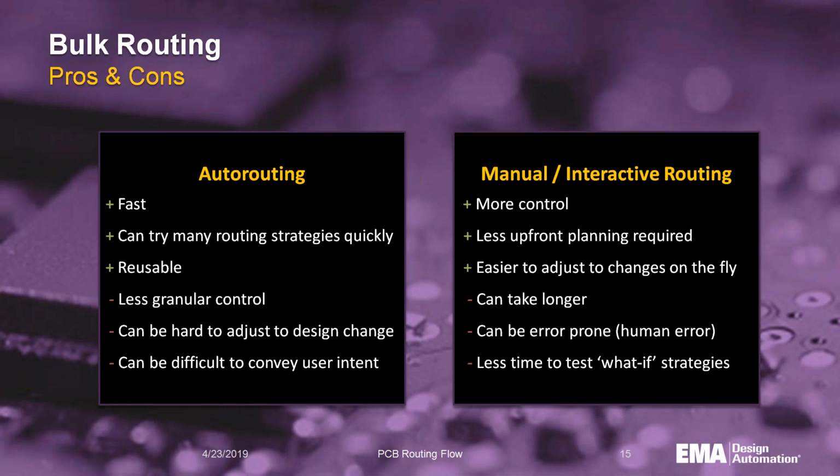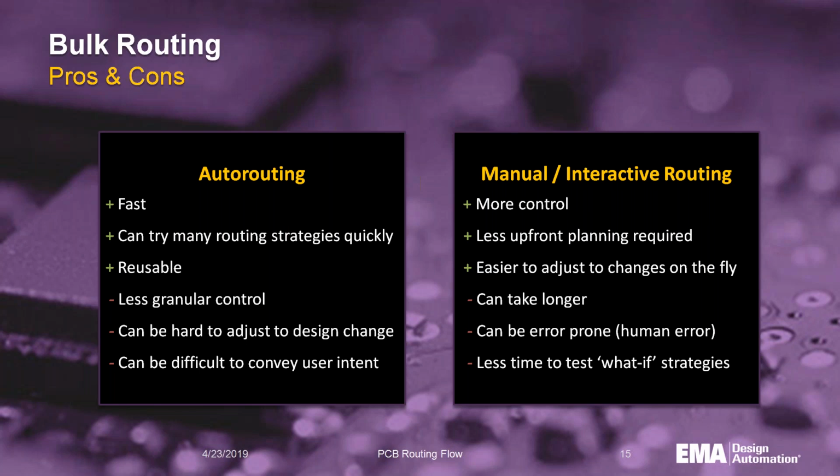It can also see if the board is routable based on the number of layers and the constraints that I have. So this allows me to try a couple what-if strategies right away. And of course, if it's a good solution, it's reusable. I can use it on other designs. The downside is it's less granular. I don't have as much control because it's automatically doing it.